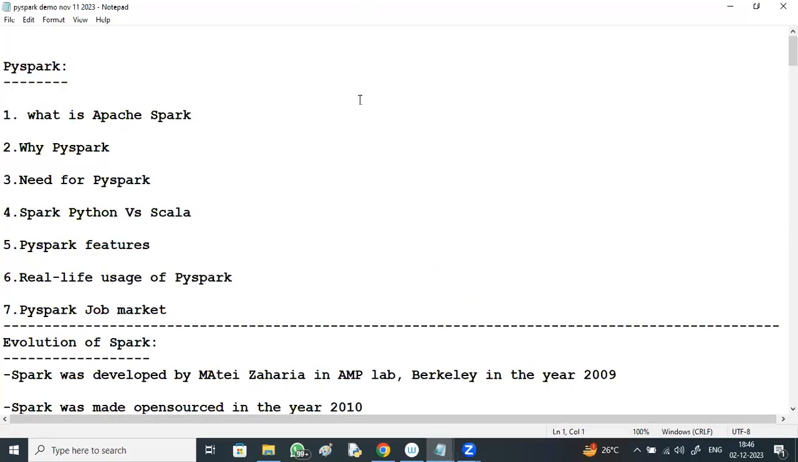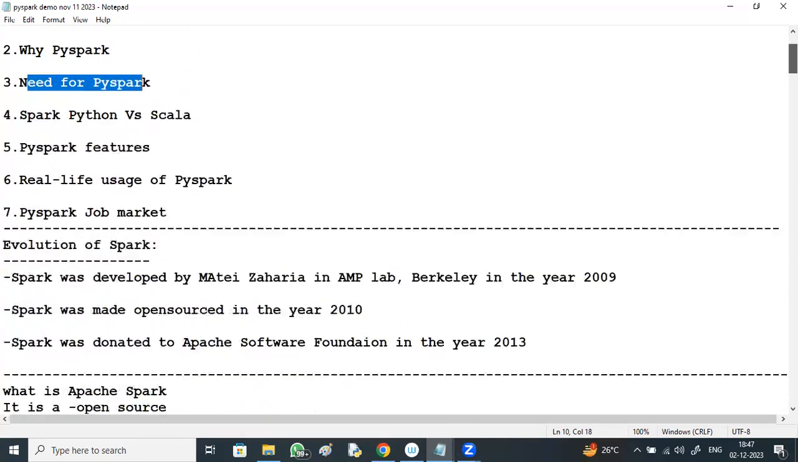In the demo session last week, we discussed PySpark. What is Apache Spark? Let us have a quick review of what we discussed: Apache Spark, why PySpark is required, the need for PySpark, Python, Spark and Scala, PySpark features, real-life usage of PySpark, and the current PySpark job market.